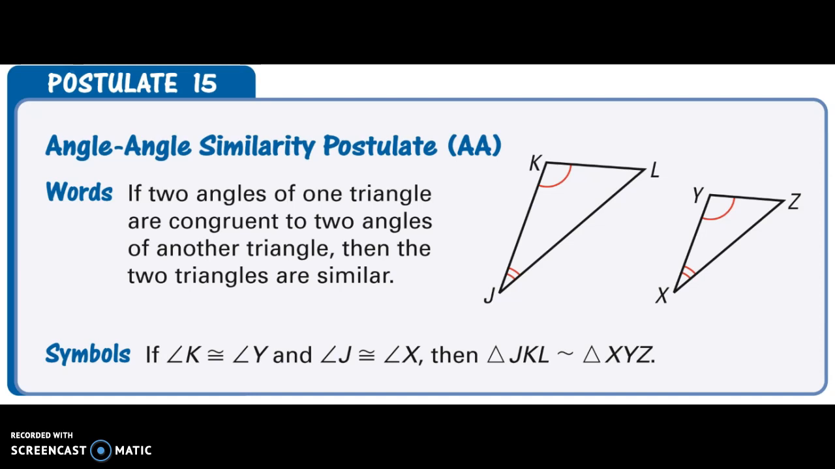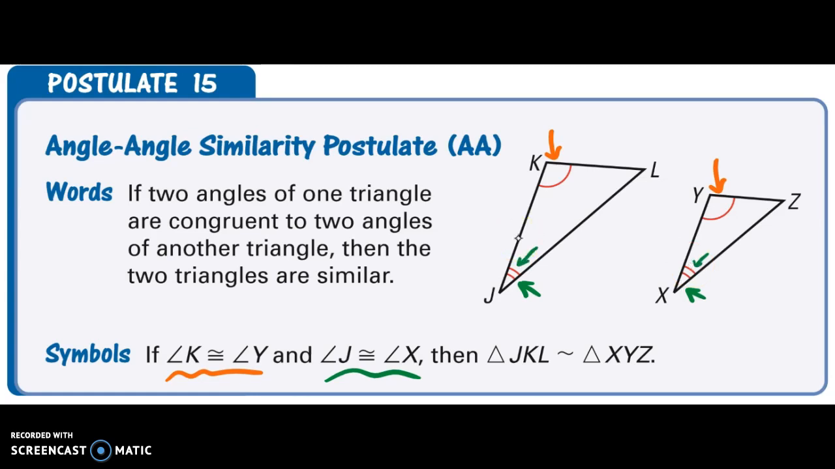So if you can see here, angle K and angle Y are congruent, and the statement for that is down here: angle K is congruent to angle Y. And then we also have here that angle J is congruent to angle X, and that statement is right there. Those double lines show that those are congruent.